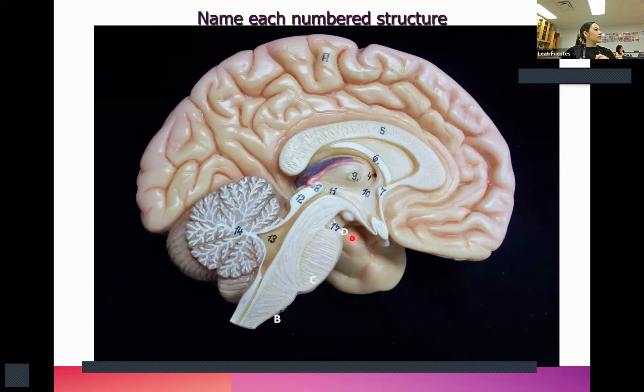Okay, and then this is another way that the anatomy of the brain can be asked. On the exam, this is something similar to what you'll see. So A, up here, we have the cerebrum. B, if you can see it labeled right here, this is going to be our medulla. And then remaining from here would be the spinal cord. C is our pons. D is our mammillary body.